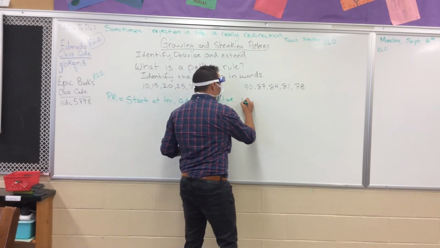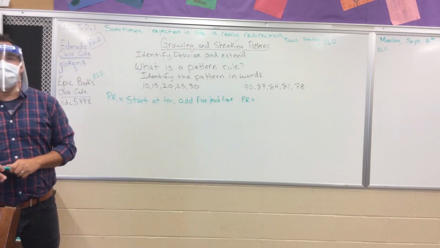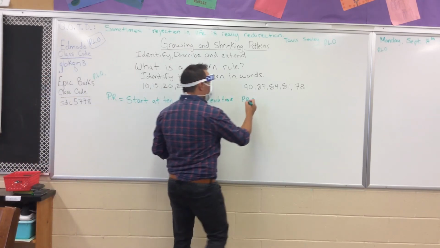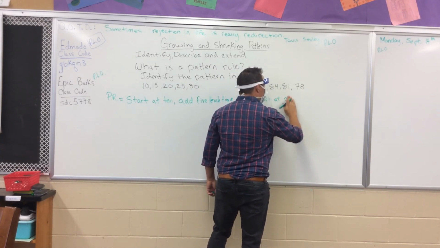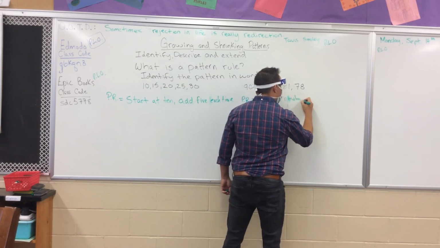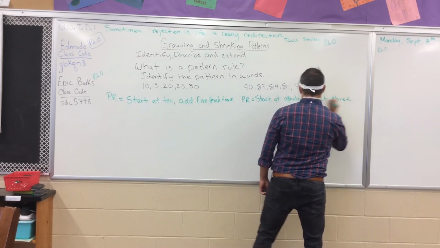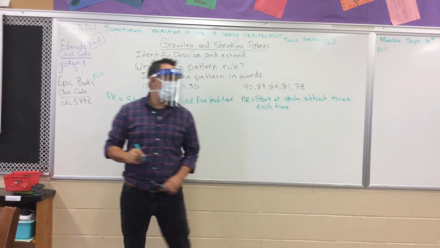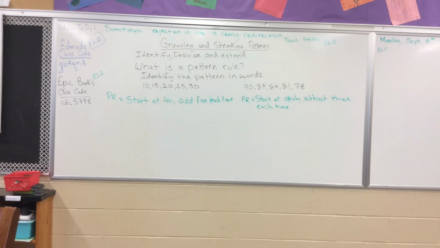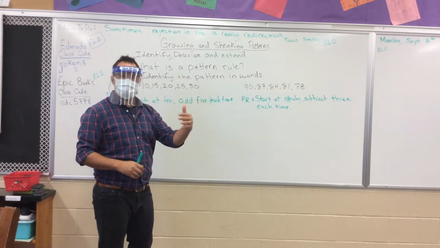Start at 10, add 5 each time. What about over here? What is our pattern rule? Yes, Jess? Start at 90 and subtract 3 each time. So, start at 90, subtract 3 each time. Okay? So that's our pattern rule. We can see the rule. We can see the pattern. We can see how it goes. So we're identifying the pattern in words. And it always is start at something, and then something else happens after that.